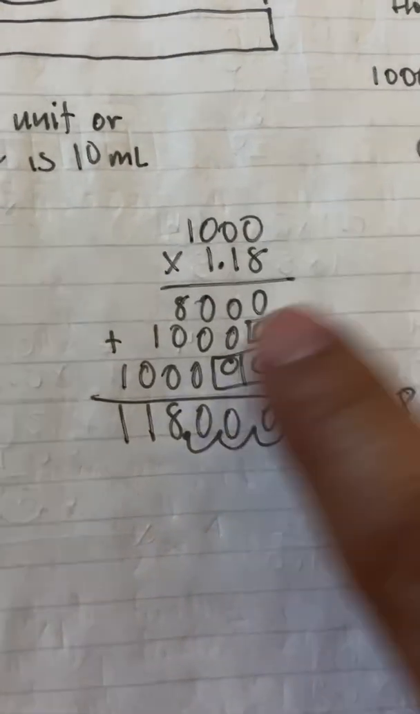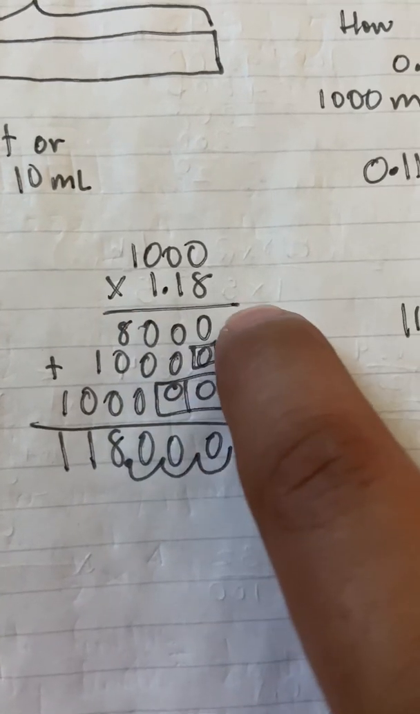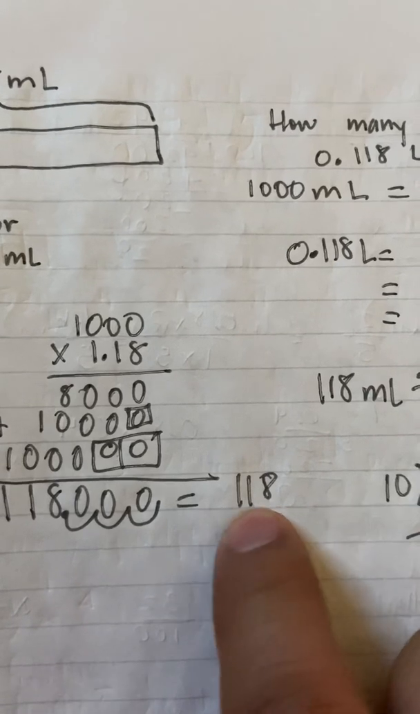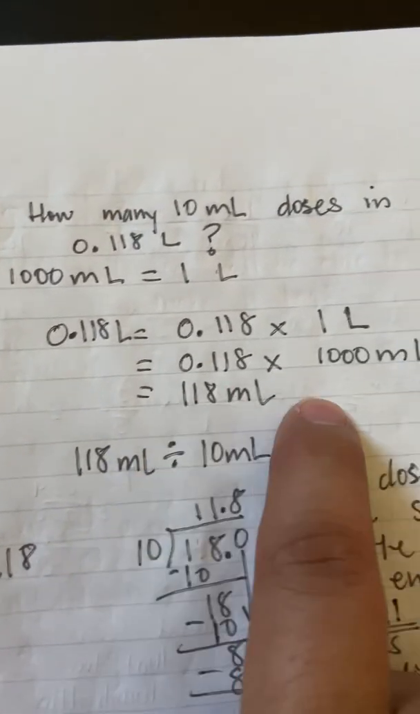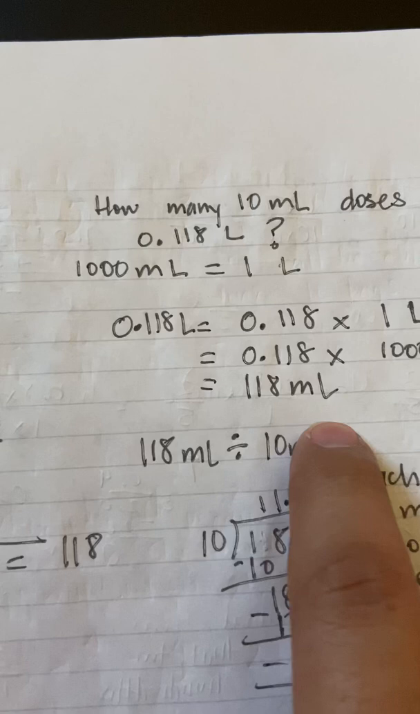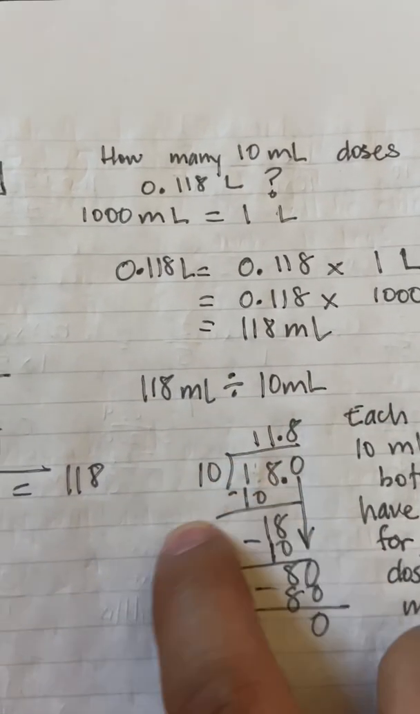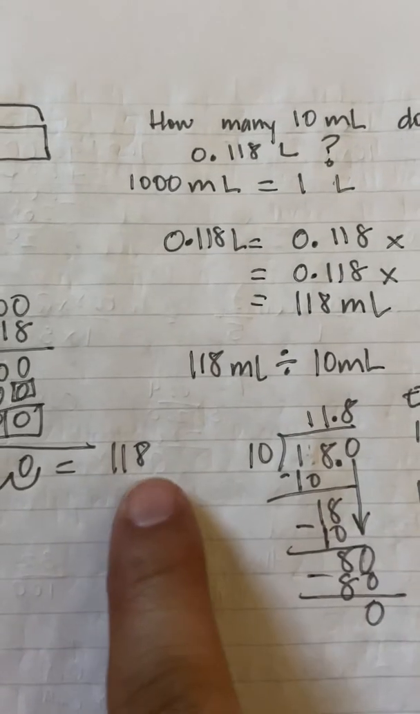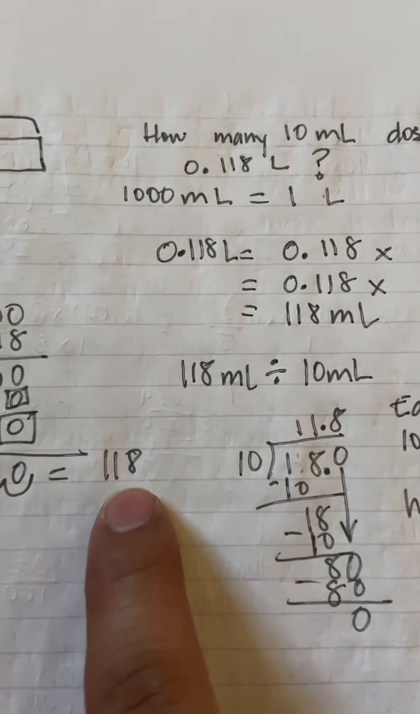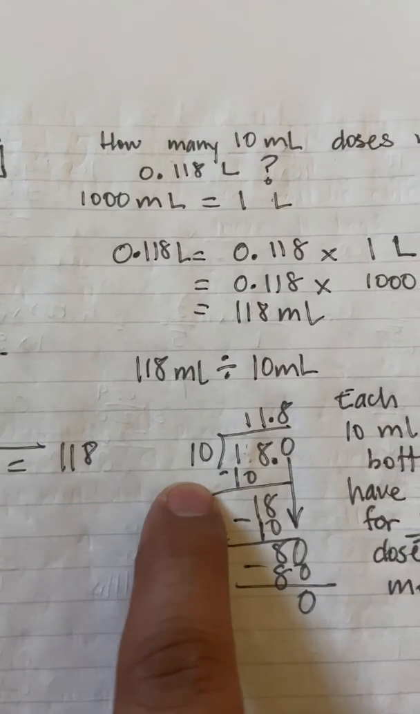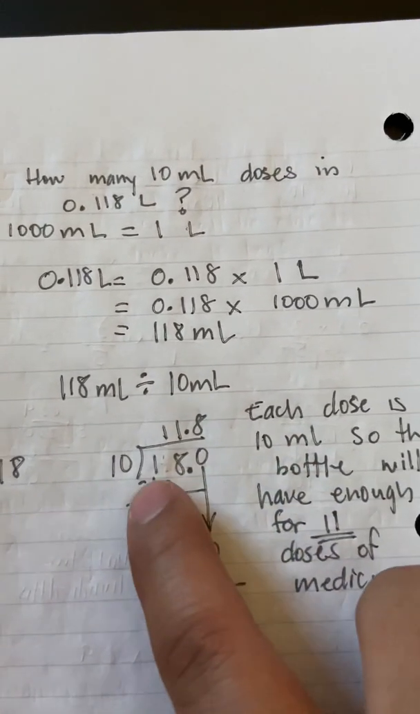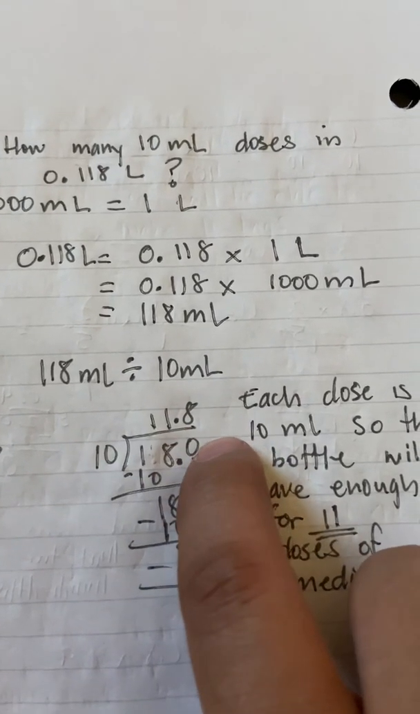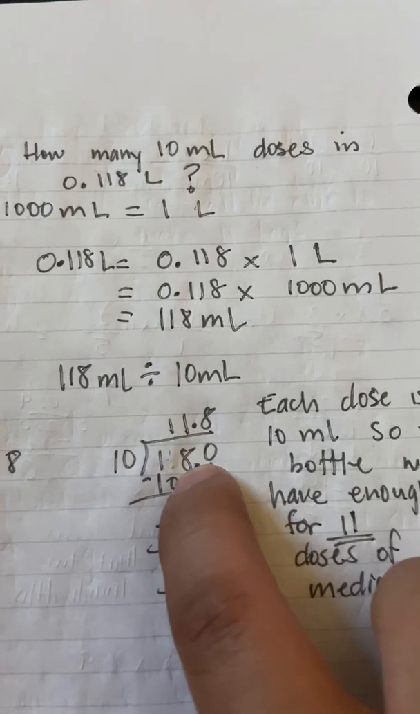So over here, I multiplied 1,000 times 0.118. When I did that, I ended up with 118, so 118 milliliters. That's what you get if you convert the liters to milliliters. So now I want to find out how many 10 milliliter doses are in there. So I'm going to divide the 118 by 10. So 10 goes into 18 one time, and 1 times 10 is 10.